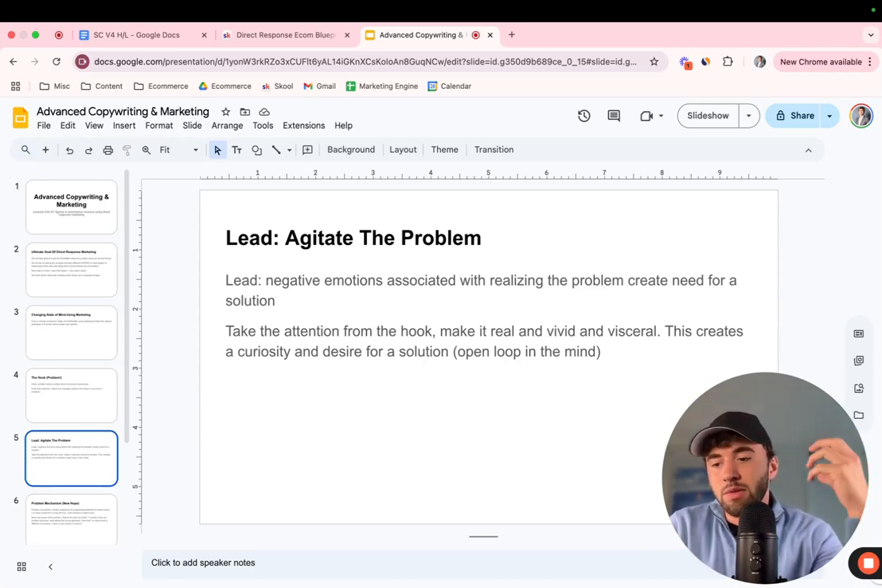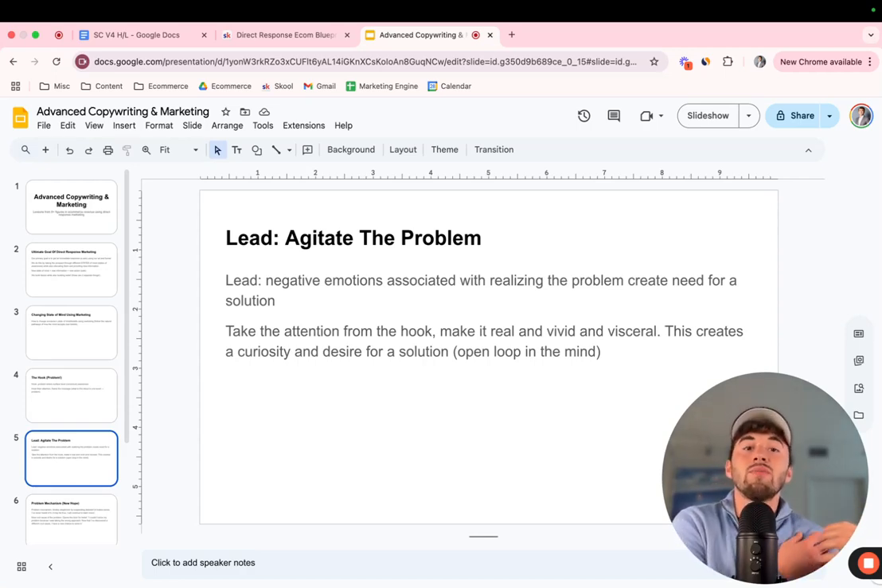We're going to make it real for them. So what does this actually mean? What does this problem mean? How does this show up in the day-to-day life? This creates those negative emotions, that tension and stress that naturally the mind will want to resolve. So it creates an open loop that you want to resolve by having a solution to that problem.